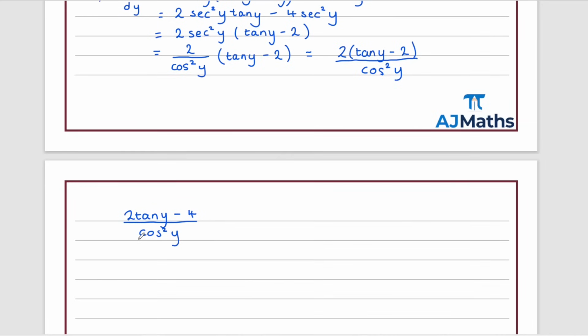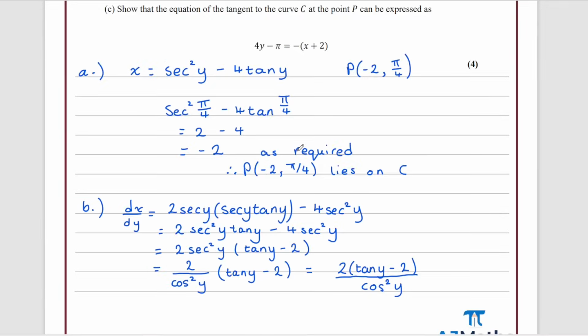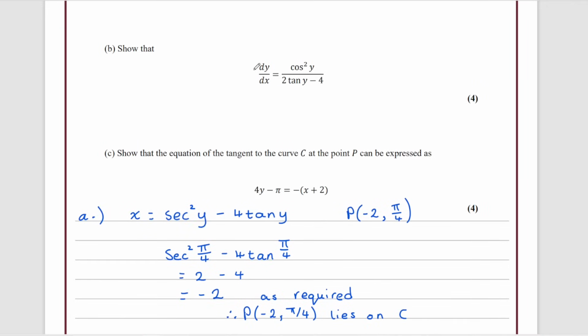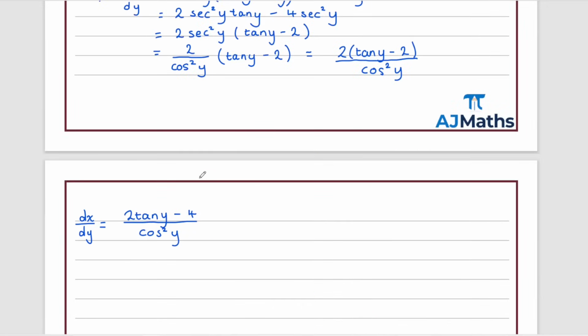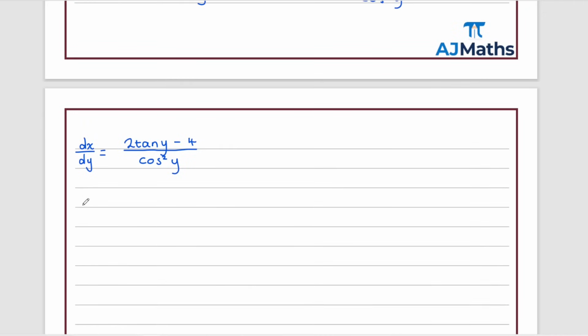And remember, this is for dx by dy. But remember, we want dy by dx. And notice dy by dx is just the reciprocal of what we have here. So dy by dx will simply be given as the reciprocal of this. We get cos squared y all over 2 tan y minus 4, as required.